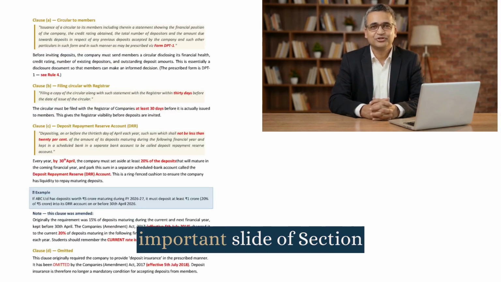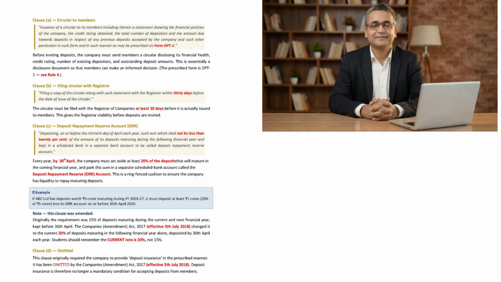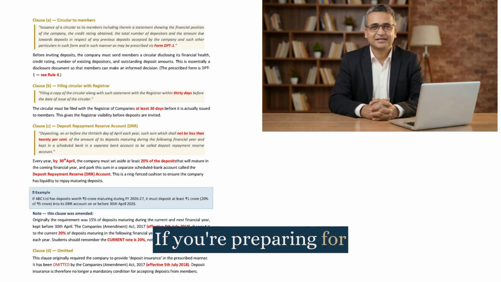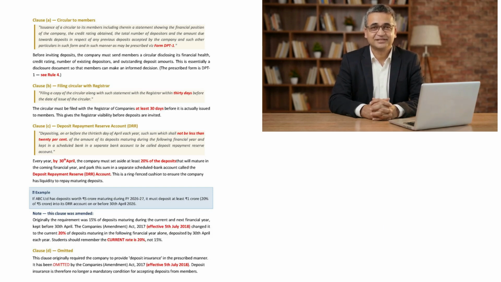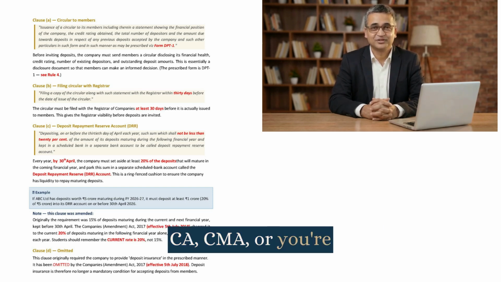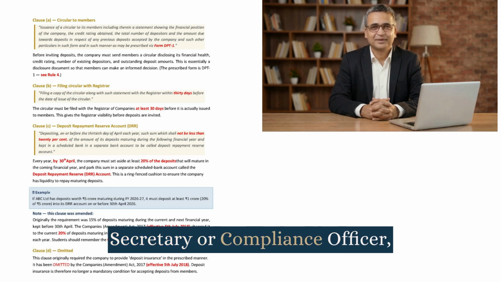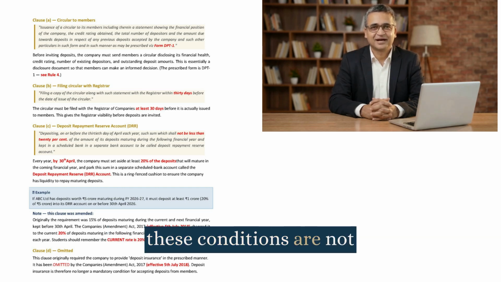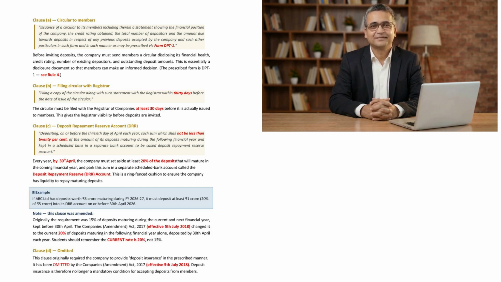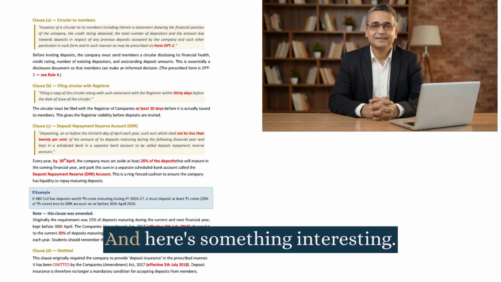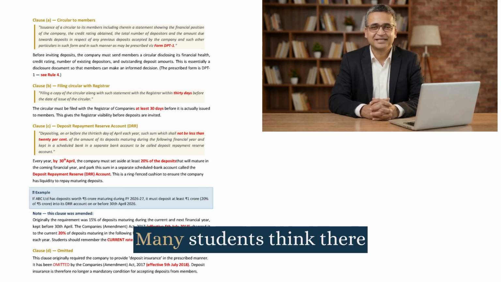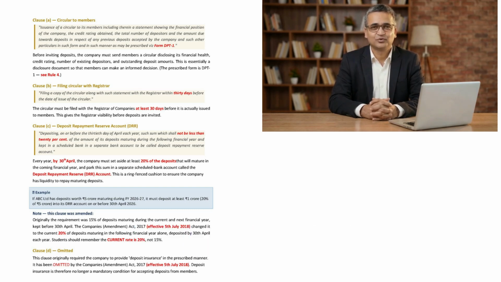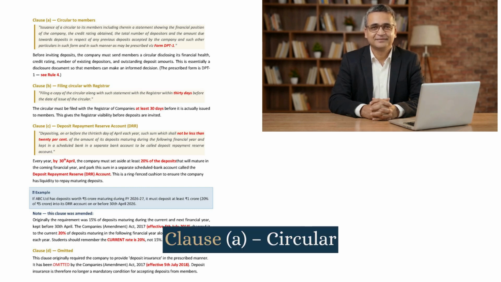Now comes the most important slide of Section 73. In fact, if you're preparing for CS Executive, CS Professional, CA, CMA, or you're working as a company secretary or compliance officer, these conditions are not just examination questions, they're real-life compliances. And here's something interesting. Many students think there are 6 conditions under Section 73(2). Today, you'll discover that one of them no longer exists. Let's begin. Clause A, Circular to Members.